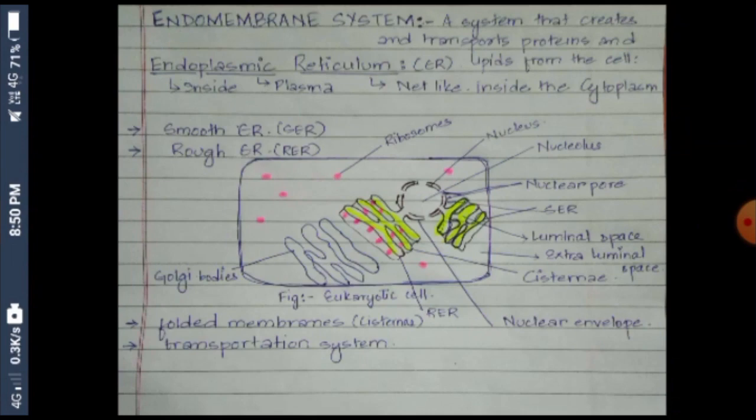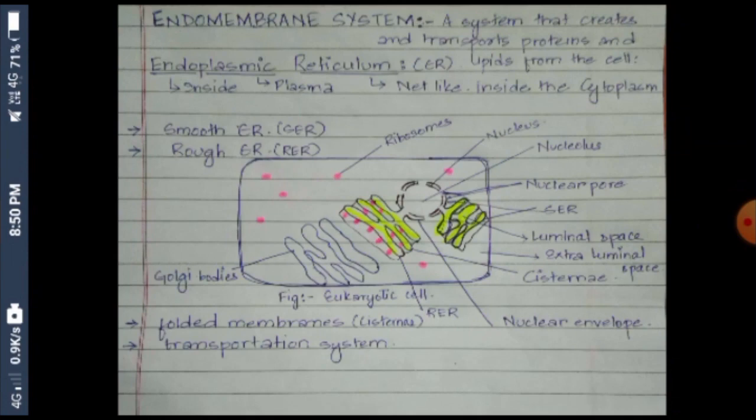Okay, as you can see, what is this endomembrane system? Actually, the endomembrane system consists of endoplasmic reticulum, Golgi bodies, vesicles, nuclear envelope, all this. So basically, in this video I'll only start with endoplasmic reticulum, and then in the next video I'll go on with the next organelles.